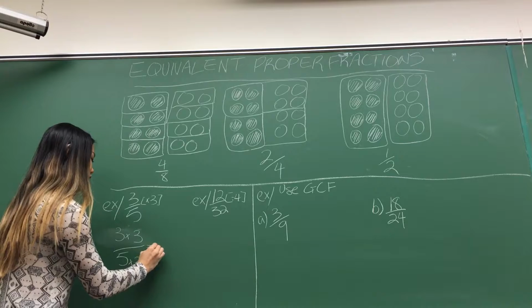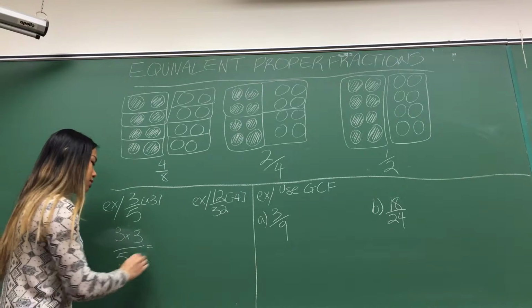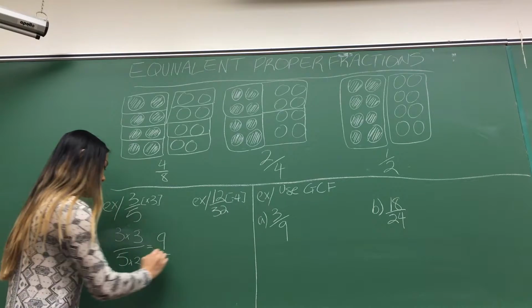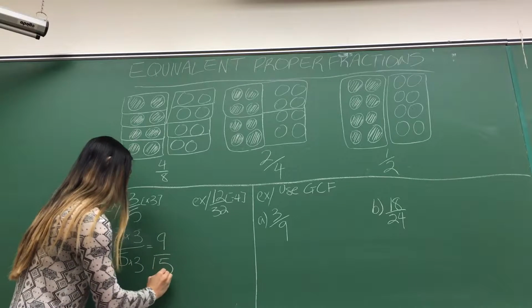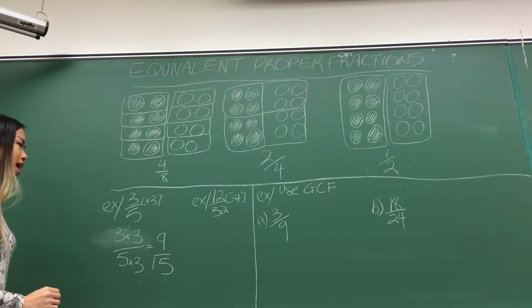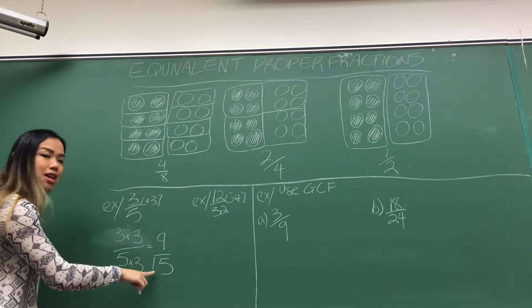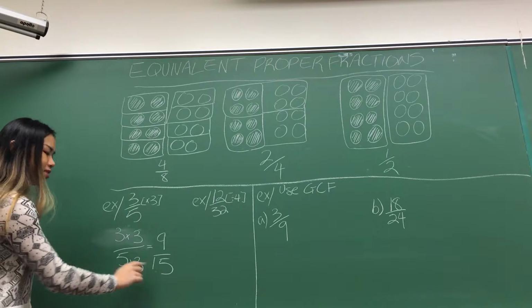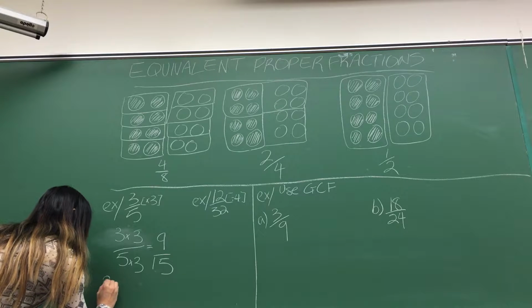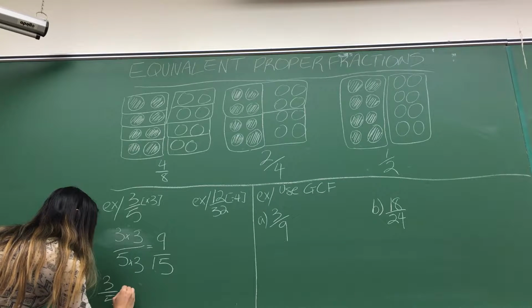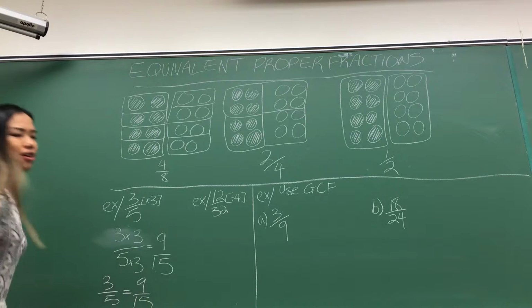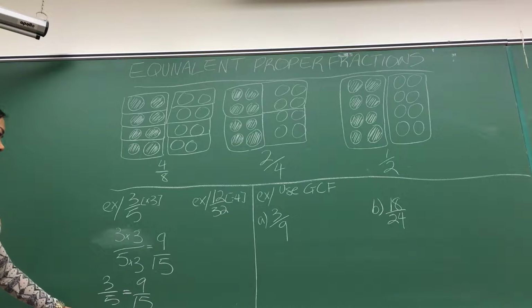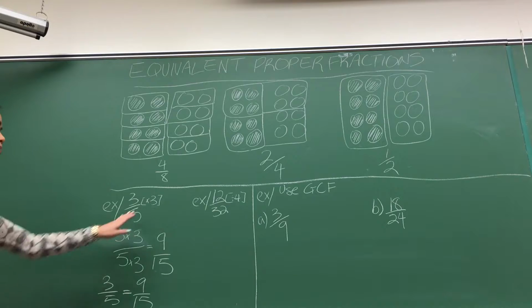Okay? And if I do the multiplication for that, 3 times 3 is 9. And then 3 times 5 is 15. So 3 over 5 is equivalent to 9 over 15. And there we have it. That's our first example. So this is by timesing.